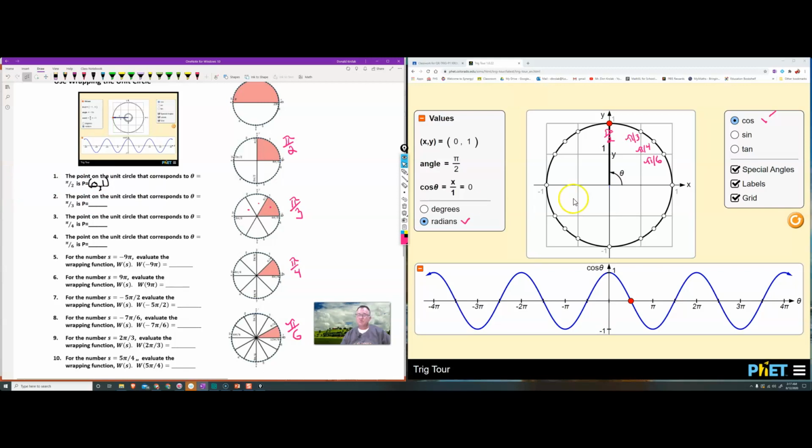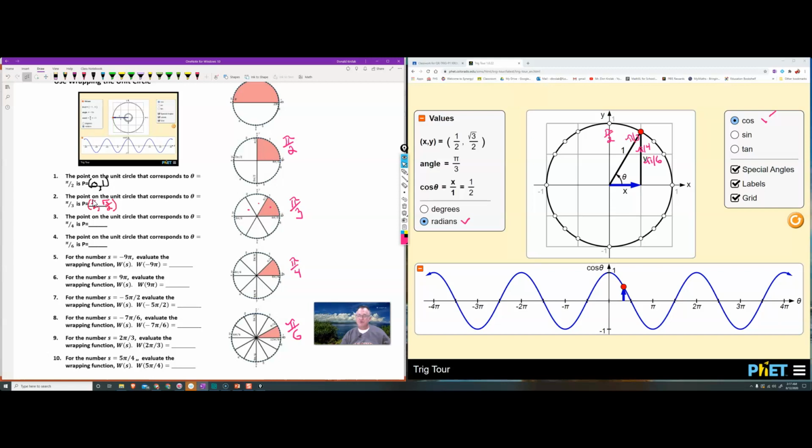Okay, my next one is pi over 3. So take it back to 0. That's pi over 6. This dot is pi over 3. It shows it right here. Angle's pi over 3. And the coordinates of that endpoint would be 1/2, root 3 over 2.